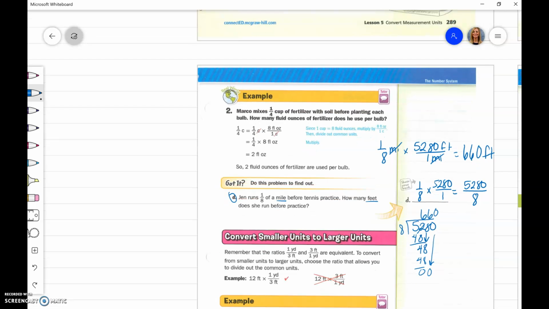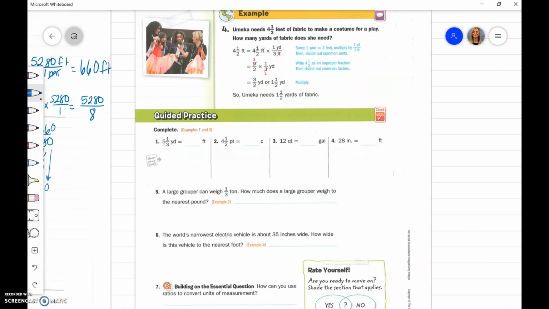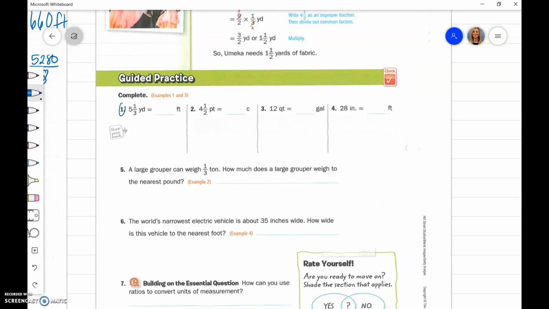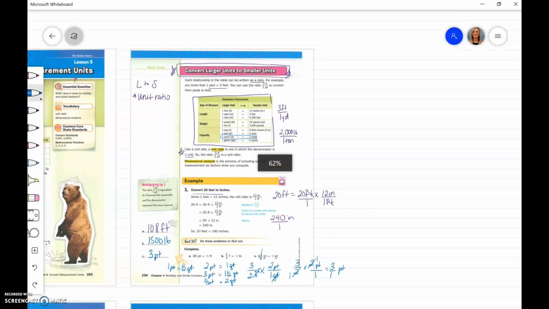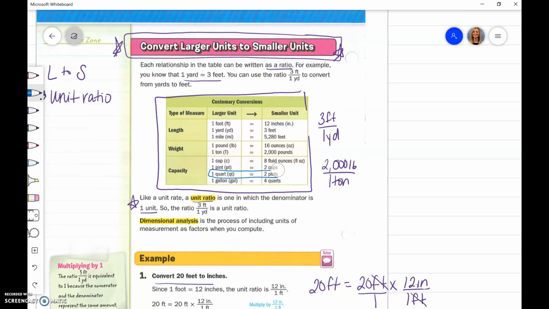So turn the page, and we're going to look at guided practice number 1 and 2, because these are from large to small. So we're going to write large to small, and we want a unit ratio. Okay, we're going from yards to feet. Now, on our chart from before, when we look at yards to feet, I just feel like it's going to be a mess if I keep going back and forth. So yards to feet.